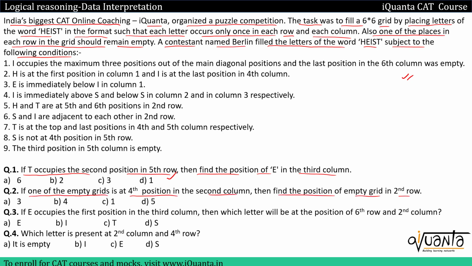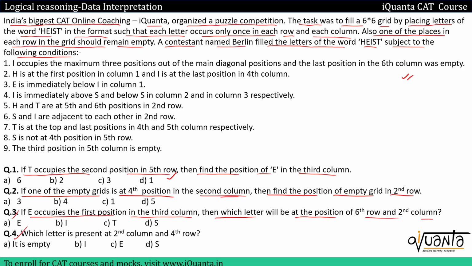The second question is, if one of the empty grids is at fourth position in the second column, then find the position of the empty grid in the second row. So for this also we need a partially filled matrix, and then we can apply this condition that one of the empty grids is at fourth position in the second column. Third one is, if E occupies the first position in the third column, then which letter will be at the position of sixth row and second column. Even this needs the same.